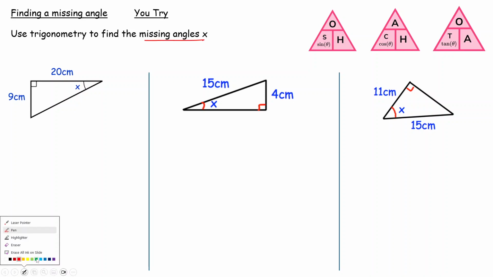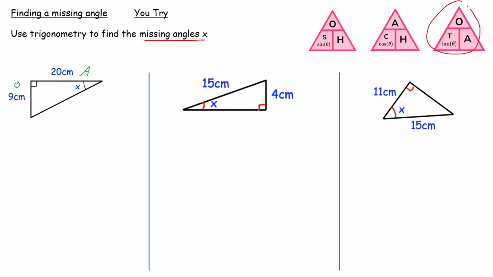The first one, it's always the same thing: label it up. So the opposite side is O. This side here is my hypotenuse, but I don't need it, there's nothing there. So this is my adjacent, next to my angle. So I've got O and A, which means I'm using TOA, because this formula has O and A. So I'm using this formula on this one.